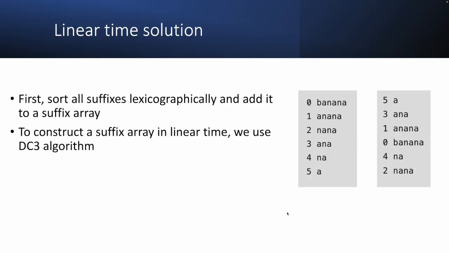So let's look at the linear time solution. First, the first step would be to sort all the suffixes lexicographically and add them to a suffix array. But before we go forward, we need to know how to construct a suffix array in linear time. So we use the DC3 algorithm for that. Just for example, on the right, you can see how the suffix array for banana is created. It's on the extreme right, organized lexicographically, and that is the suffix array that we need.